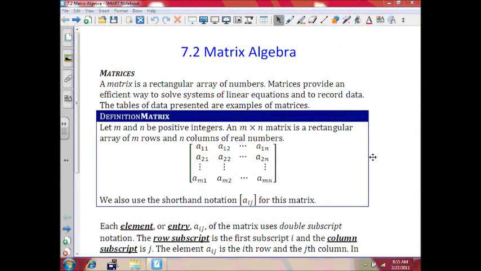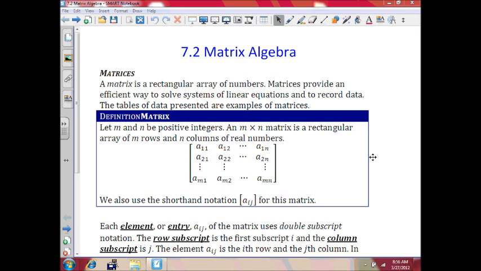In this video and section, we're going to talk about matrix algebra. Now, a matrix is a rectangular array of numbers. Matrices provide an efficient way to solve problems of linear equations and to record data. The tables of data presented are examples of matrices.